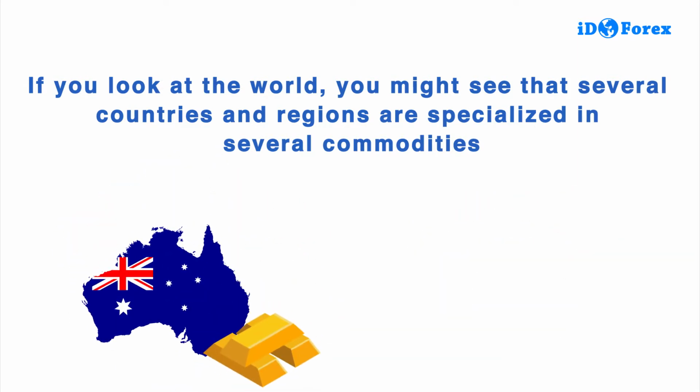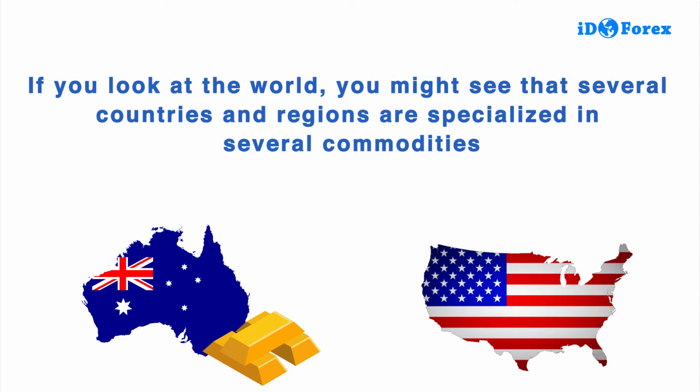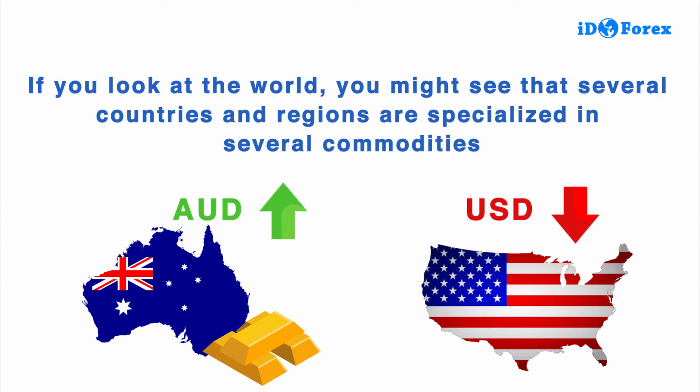Australia is the world's second largest gold exporter, and gold is mostly traded and priced in USD. So when the gold prices go up, the value of AUD goes up and the USD goes down.